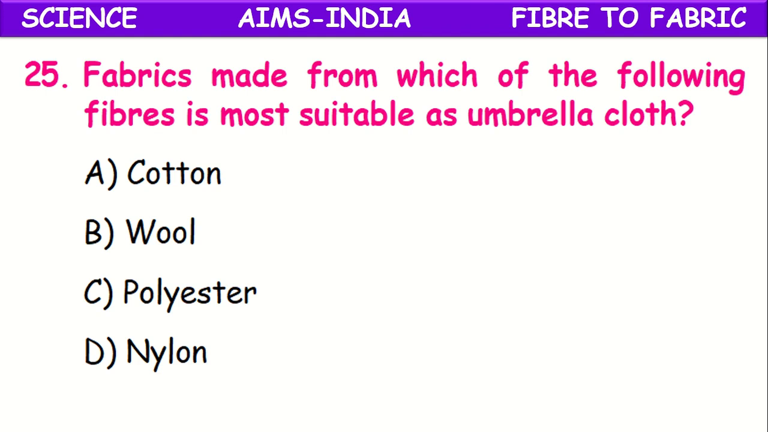So what property should be there for the umbrella cloth? It should not absorb moisture. It should not absorb rainwater. So out of these all, polyester. Polyester is light in weight and it won't absorb any water. So it is most preferable, polyester, for making umbrella cloth.